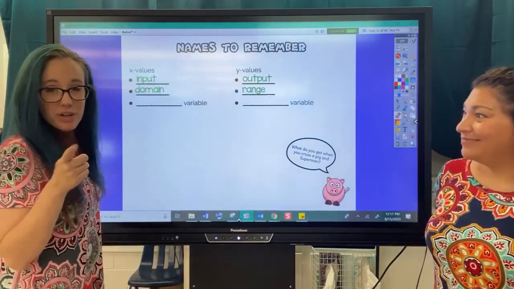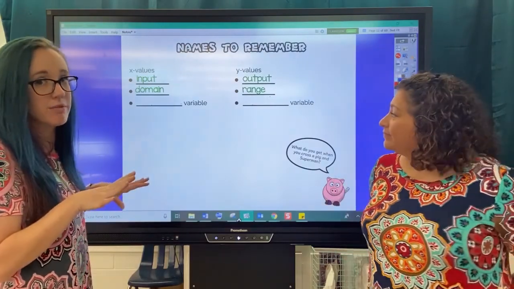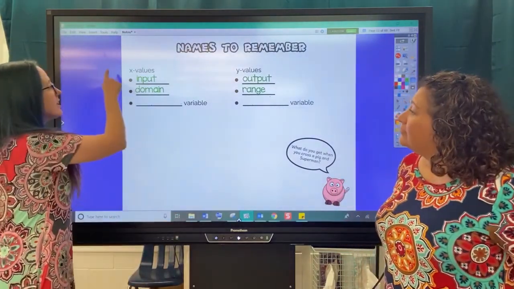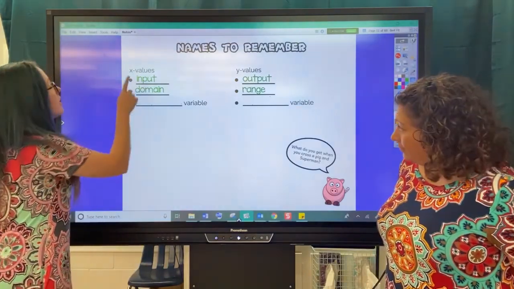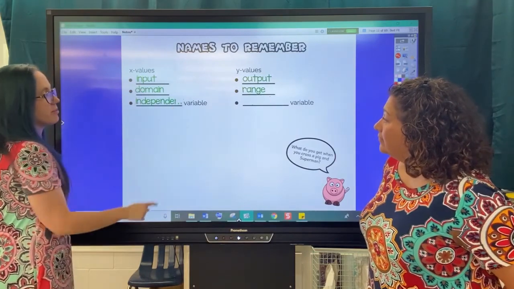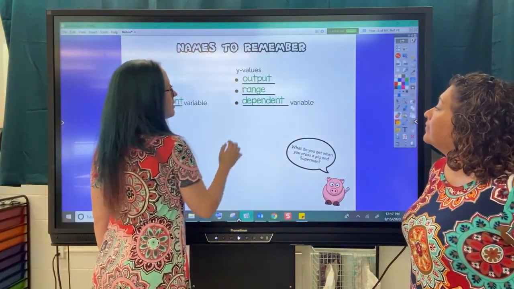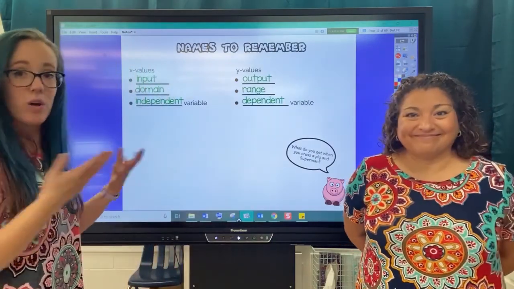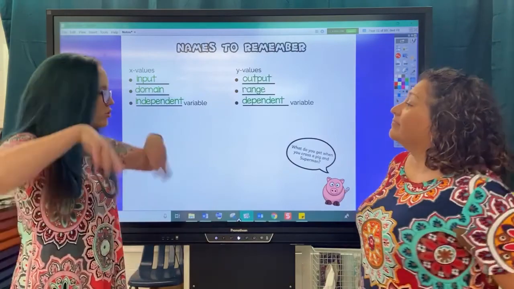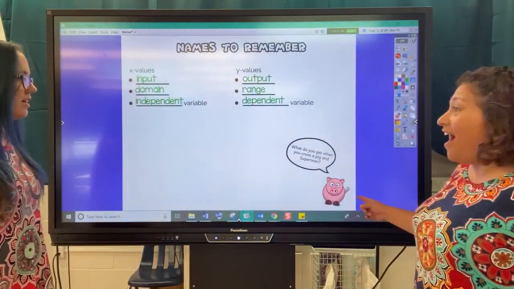And then there are some that we're going to learn about in a couple of weeks, but we're going to go ahead and write them down now. You might know this from science: X values are also called the independent variable, and Y values are called the dependent variable. You will have to know all of these for 8th grade math, for algebra, so store them somewhere in your brain.